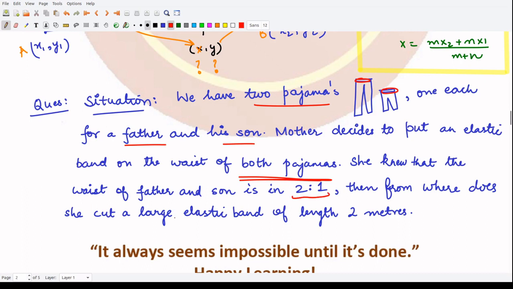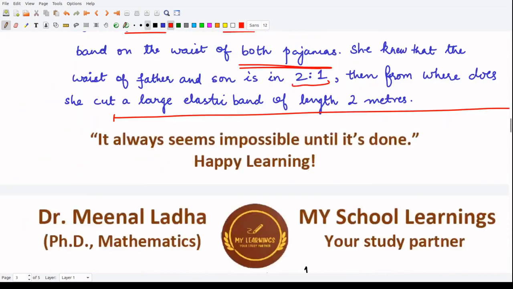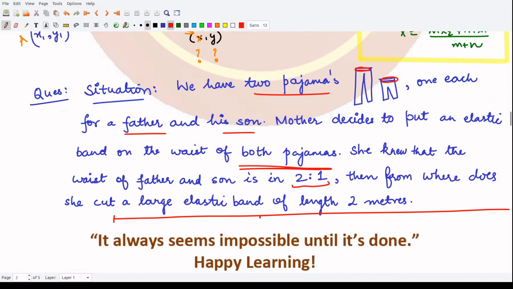Then from where does she cut a large elastic band? Suppose this is the elastic band she has with her. From where should she cut: from here, or here, or here, or here? From where does she cut it so that she gets the appropriate length? This is the question. Now you can solve it using this section formula.